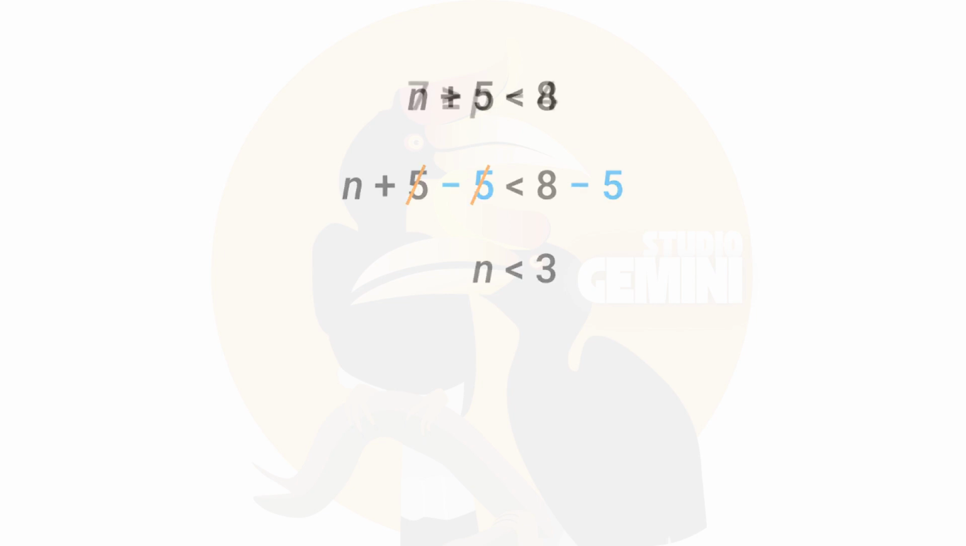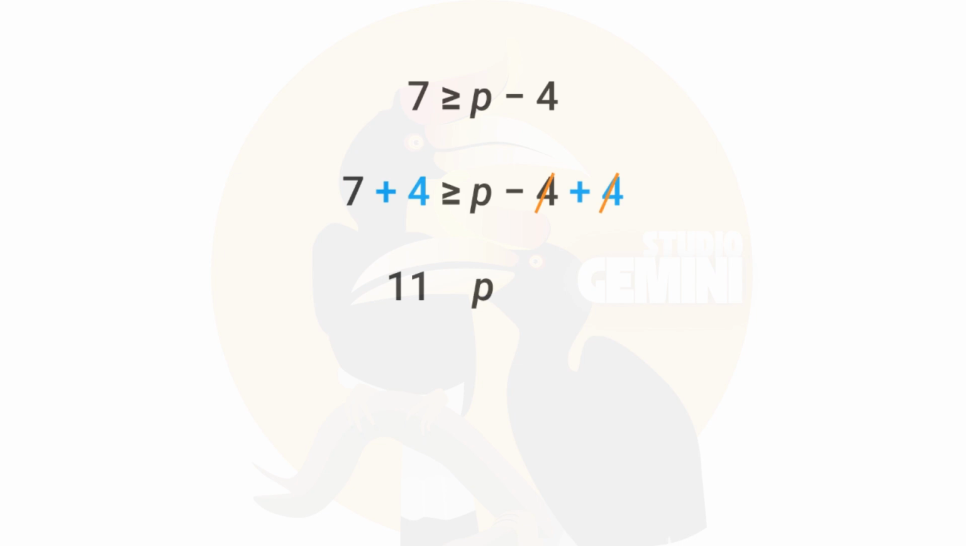Our next example is 7 is greater than or equal to p minus 4. On the right-hand side, we have p minus 4, so let's undo the subtraction with addition. Let's add 4 to both sides. On the left side, 7 plus 4 is 11, and on the right side, the 4's cancel out, leaving us with only p. This gives us the solution 11 is greater than or equal to p. We could also write p is less than or equal to 11, since that is the same thing.